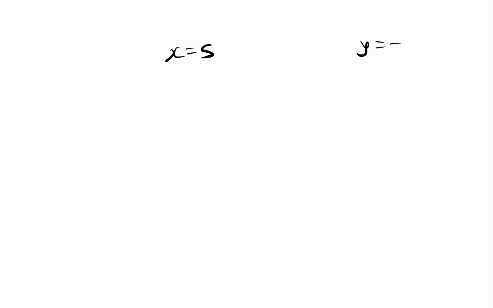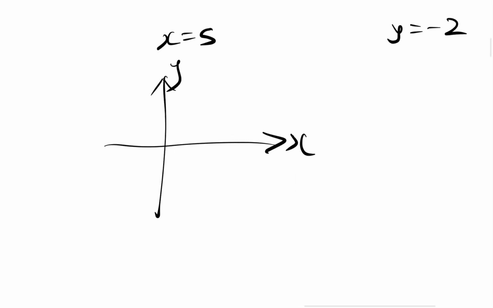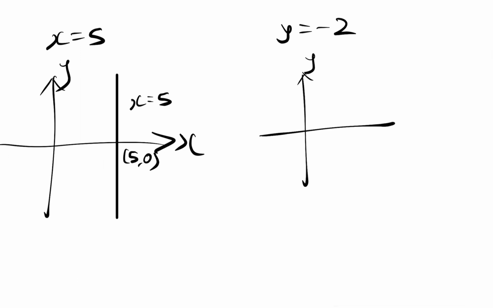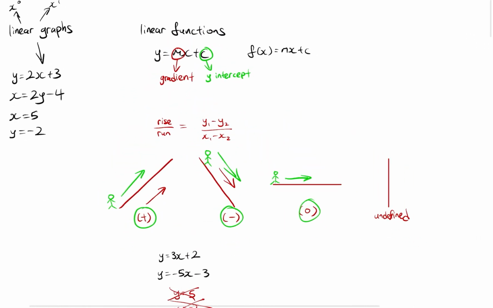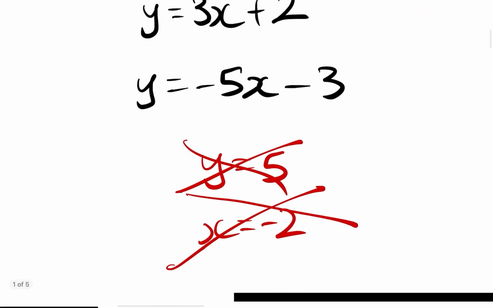Let me just draw out my axes real quick. For cases like x equals 5, it will just be a vertical line that cuts through the x-axis at (5, 0). As for y equals negative 2, it will be a horizontal line that cuts through the y-axis at the point (0, negative 2). So these are also considered linear graphs, but they are not considered linear functions. These are considered linear functions, but these are not.